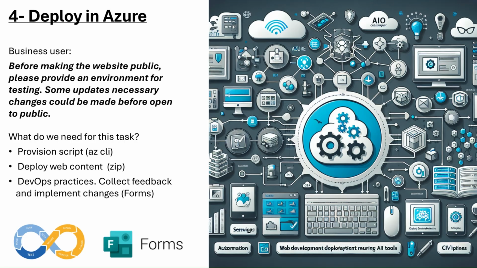We'll use a script to provision resources in Azure. This allows us to automate the process later and integrate with DevOps services, such as GitHub. Our deployment will also be automated, using the zip deploy method. We're also embracing DevOps practices by creating a feedback form for our business users. This will help us collect change requests and improve the solution. All right, let's get started.